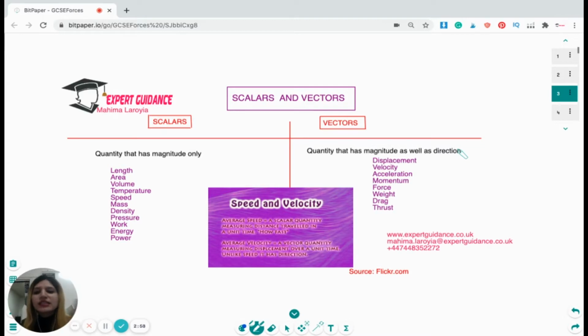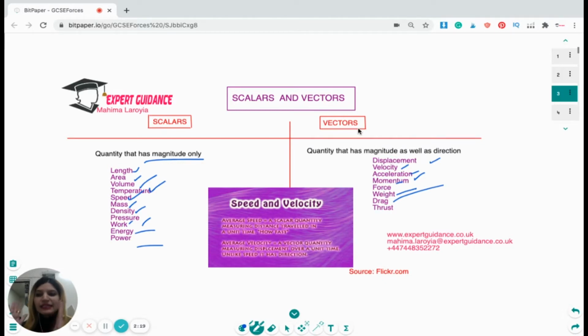Scalar quantities are those quantities that have magnitude only. They do not have directions. Whereas vector quantities have both magnitude as well as direction. The examples of scalar quantities are length, area, volume, temperature, speed, mass, density, pressure, work, energy, and power. All these are scalar quantities. The vector quantities are displacement, velocity, acceleration, momentum, force, weight, drag, and thrust.